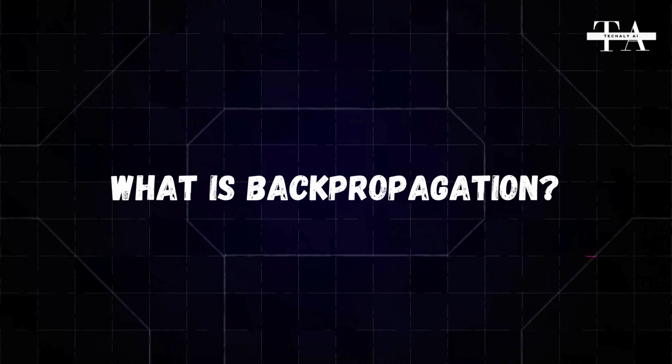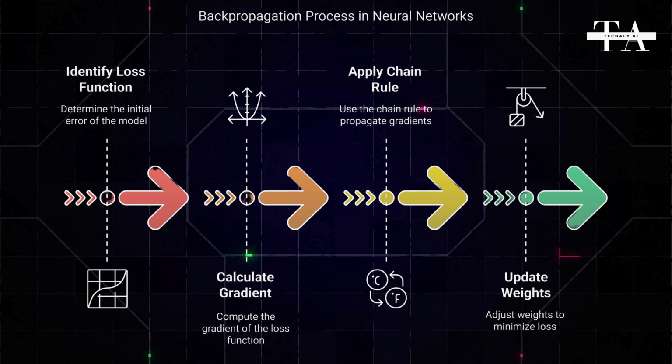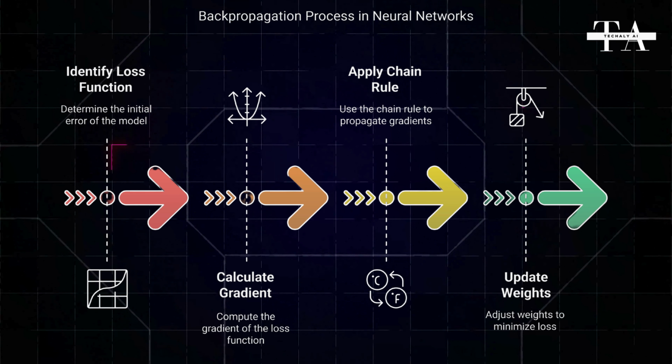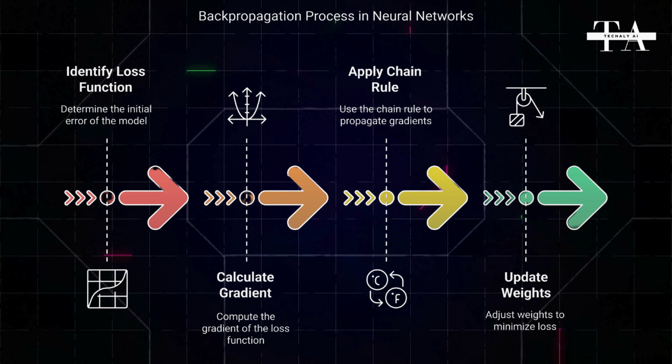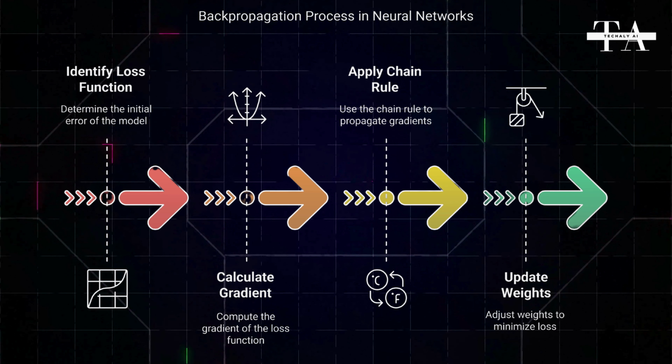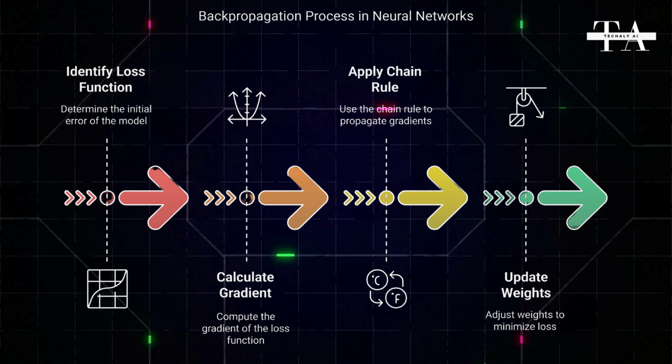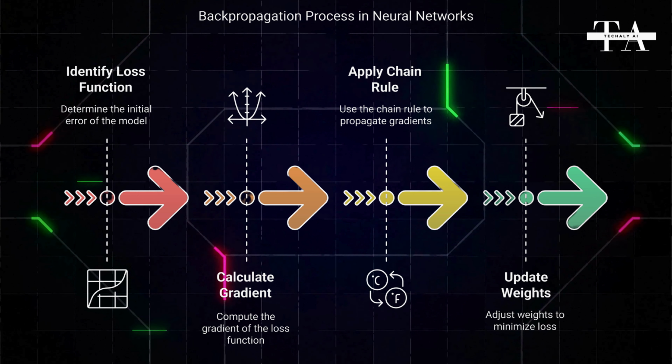What is backpropagation? Backpropagation is an algorithm used to train neural networks by calculating the gradient of the loss function with respect to each weight by the chain rule. It allows the model to update its weights in the direction that minimizes the loss.